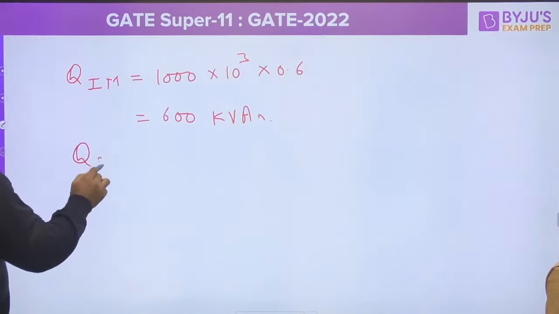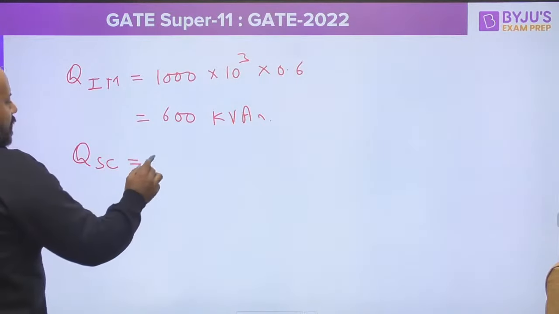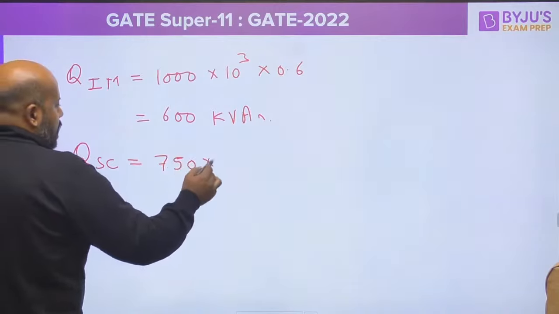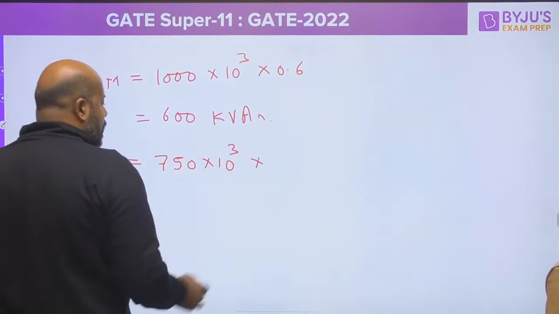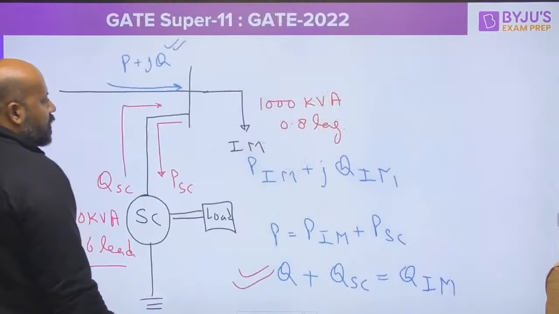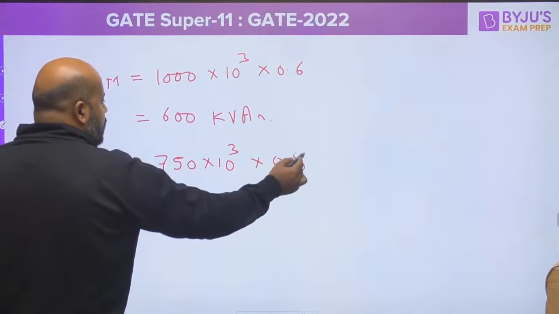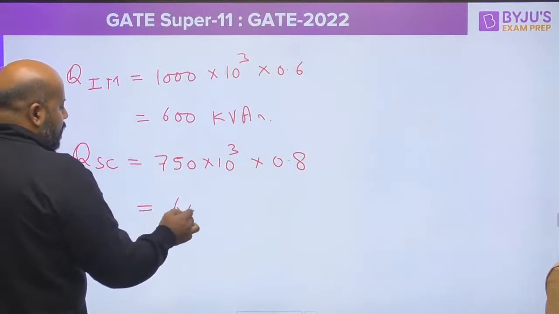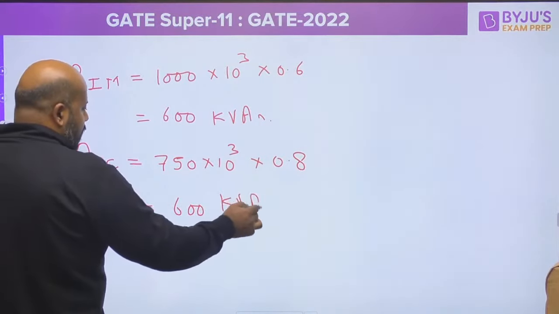What is the reactive power supplied by the synchronous condenser? That is 750 kVA. Cos phi is 0.6, so sin phi is 0.8. So this is going to be 0.8. If you solve this again, you will be getting 600 kVAr.